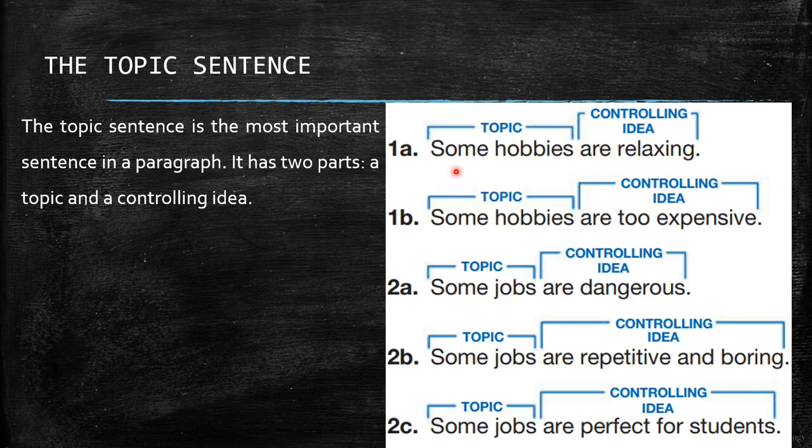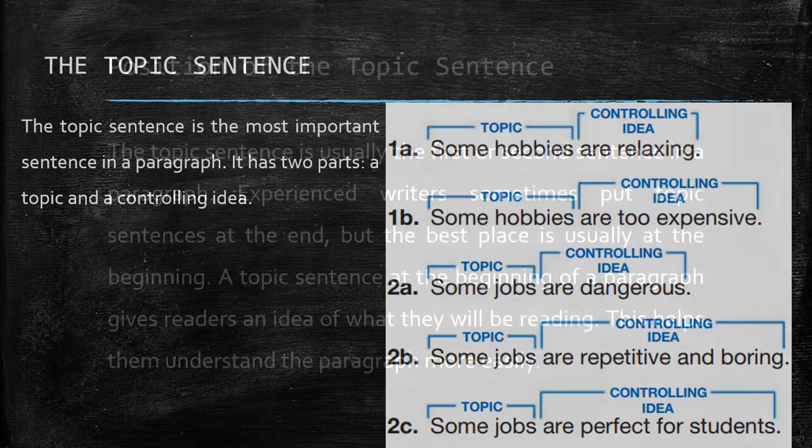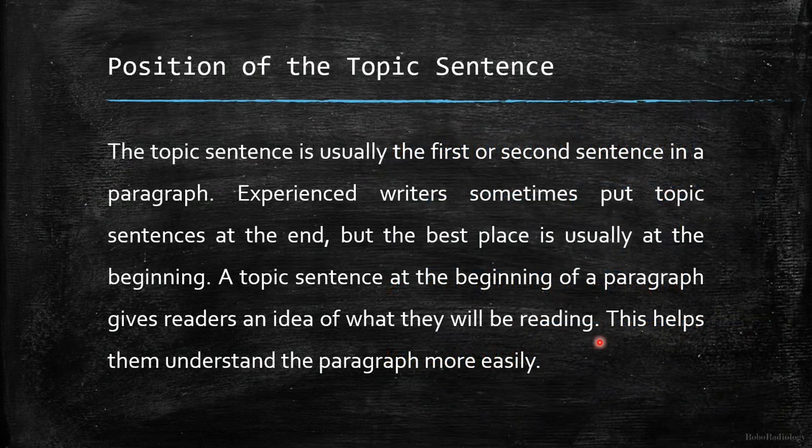Let's look at these examples. Some hobbies are relaxing. So this is the controlling idea. Some hobbies are too expensive. Some jobs are dangerous. Some jobs are repetitive and boring. Some jobs are perfect for students. The topic sentence is usually the first or second sentence in a paragraph. Experienced writers sometimes put the topic sentence at the end, but the best place is usually at the beginning. A topic sentence at the beginning of a paragraph gives readers an idea of what they will be reading. This helps them understand the paragraph more easily.